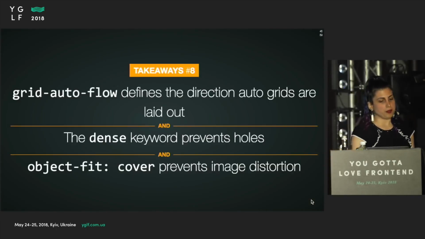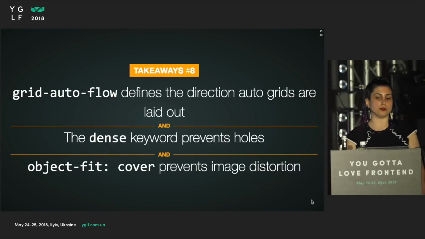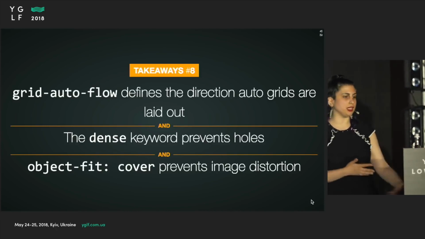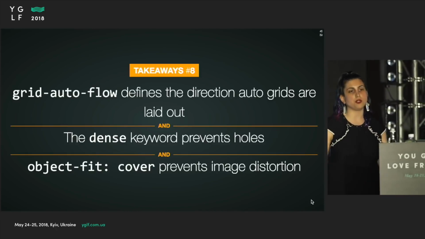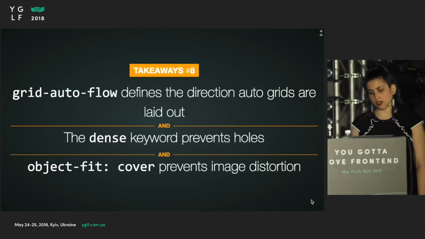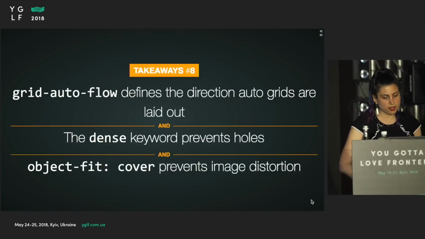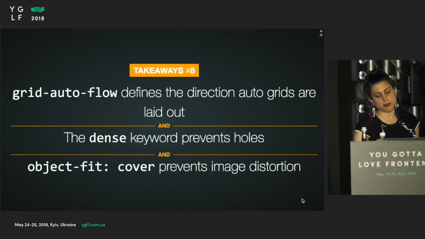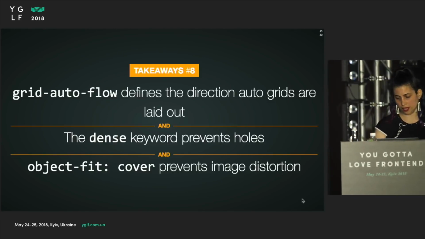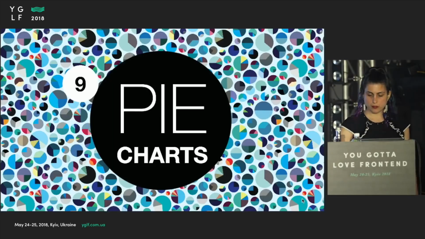So the takeaways from this secret is that grid autoflow defines the direction that automatic grids are laid out. And I say auto grids because you could also explicitly say where everything goes, and then grid autoflow has no effect. But in most cases, you don't want to do that. Also, the dense keyword prevents holes in the grid by shifting things up as necessary. And object-fit cover prevents image distortion. Also, object-fit contain and a bunch of other values. But cover makes the image as big as possible and prevents distortion.